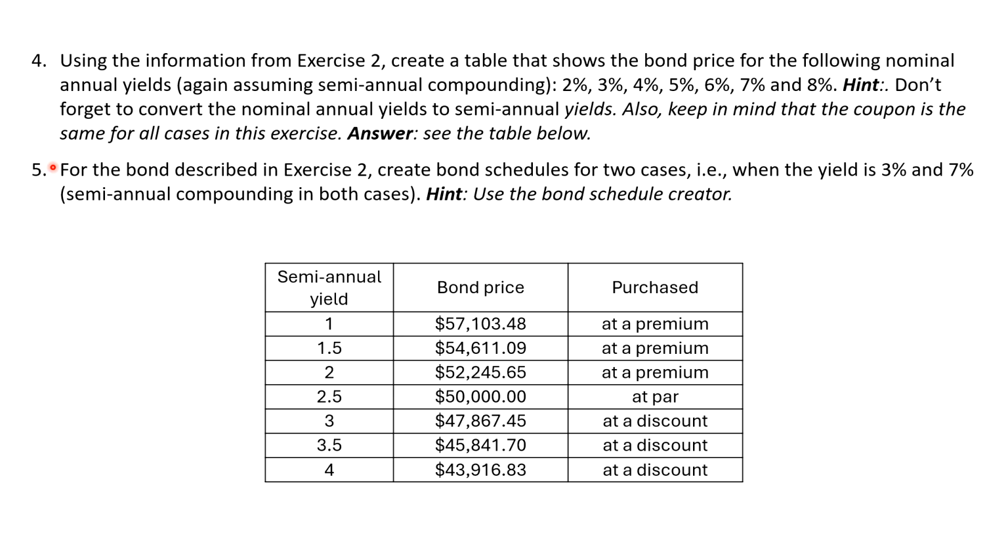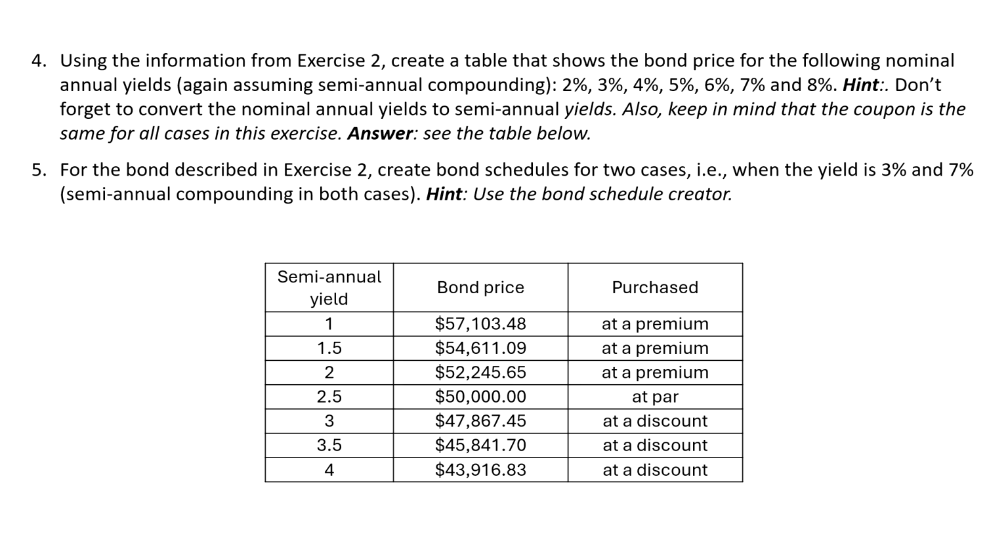Then the fifth exercise, also going back to exercise 2, create bond schedules for 2 cases when the yield is 3% and 7%. So this was the calculator I talked about previously, the bond schedule calculator, and I'll make that available. I'll give you the link. It's a program on GitHub. I know I mentioned it in a previous lesson, but I'll give you the link to all the different programs.